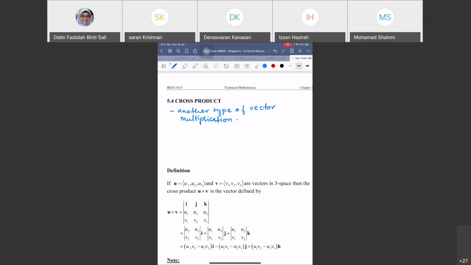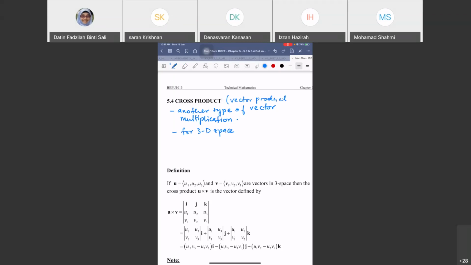However, the cross product is only for three-dimensional space. That means if you are dealing with two-dimensional space, you don't talk about a cross product. Another name for cross product is vector product. So for cross product, they also call it vector product.